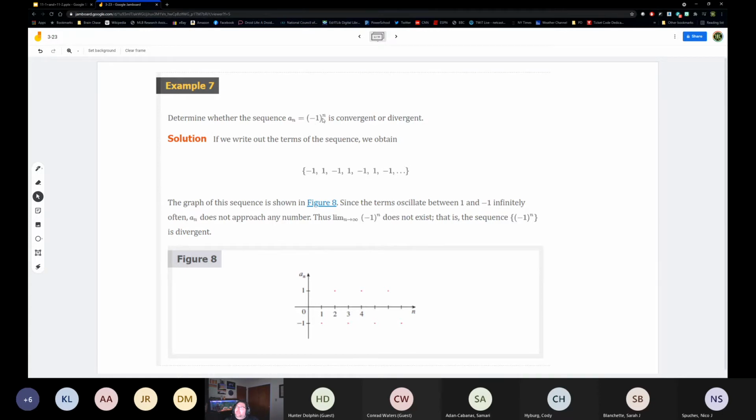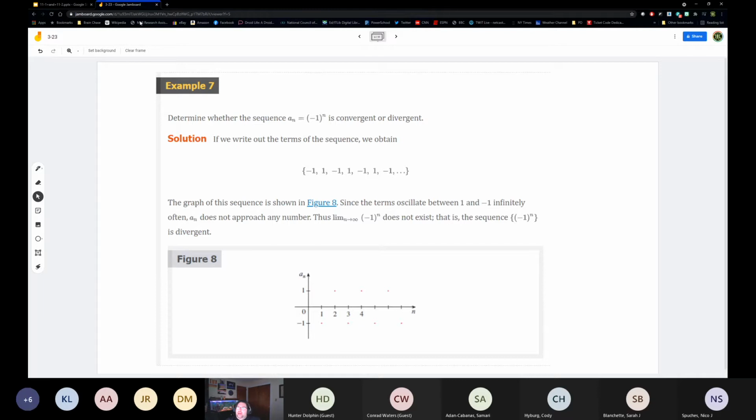So we're going to look at the sequence -1 to the nth power. If we look at this one, it's -1, +1, -1, +1, -1, +1, -1, it just keeps bouncing back and forth. So this one doesn't approach a number. The limit of this one does not exist, so it is divergent. This is one of those where if you took the absolute value of it, it would look like it's converging to 1, but in this case it doesn't because it's swapping back and forth.